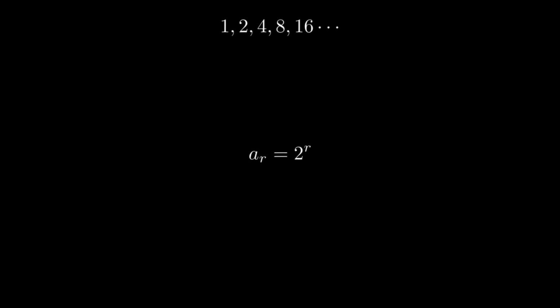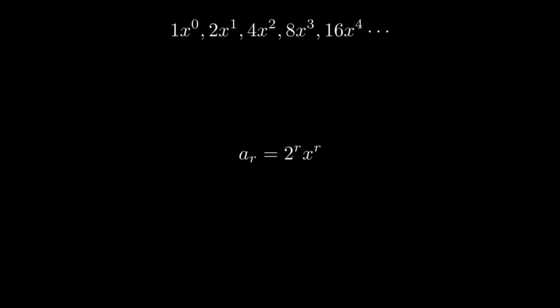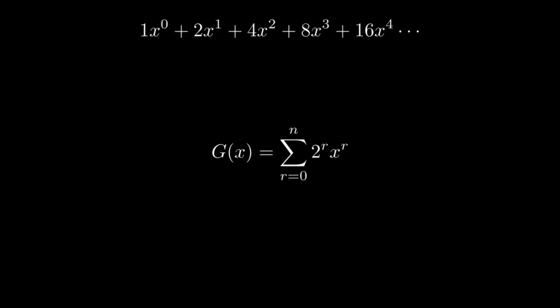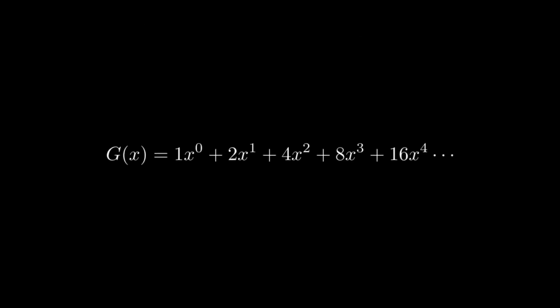Instead, let's try introducing a dummy variable, like x, which won't be absorbed. If we change the rule to 2 to the power of r times x to the power of r, we'll still get each term in the sequence, but the power of x will also tell us where exactly we are in the list. In fact, instead of dealing with a sequence which is essentially n different expressions, we can just add each of the terms in the sequence together to form one function. We couldn't before since adding pure numbers together would just lead to a new meaningless number, but now that each term has a unique power of x, they remain distinct.